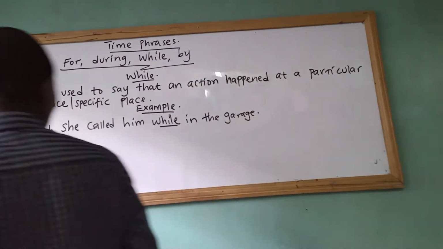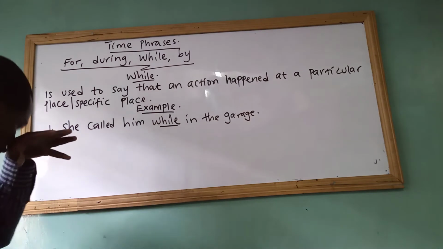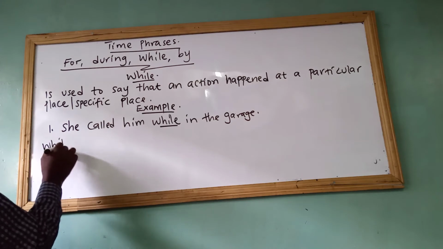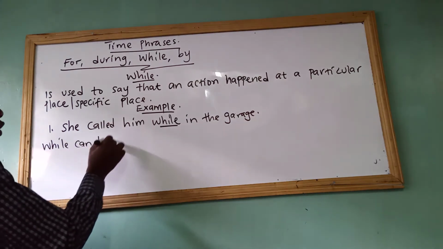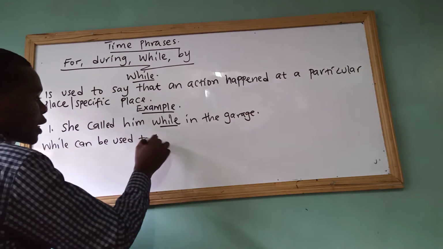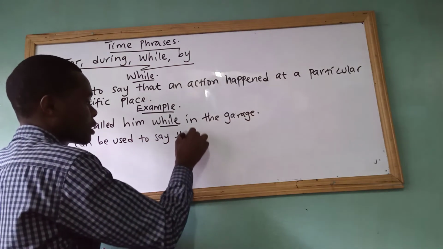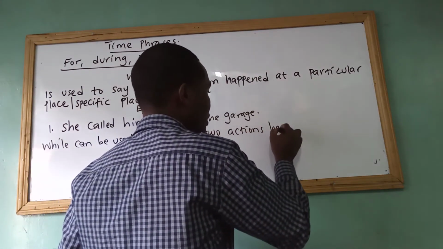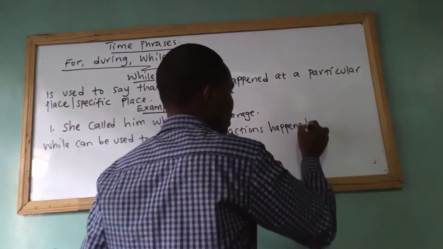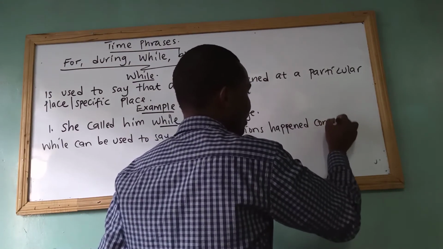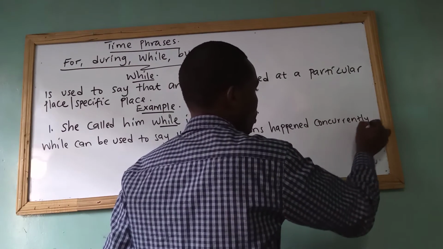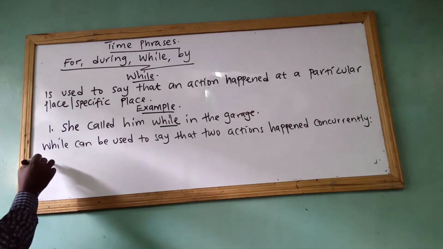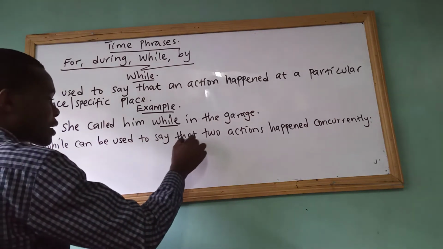Now we can also use while to say that two actions happened concurrently. So while can be used to say that two actions happened concurrently. Two actions happened concurrently. How? Look at this example. Concurrently means at the same time.